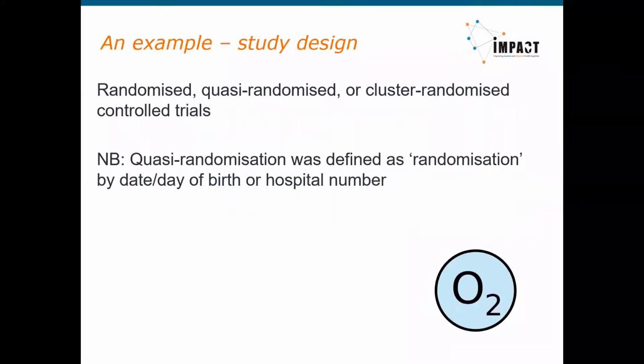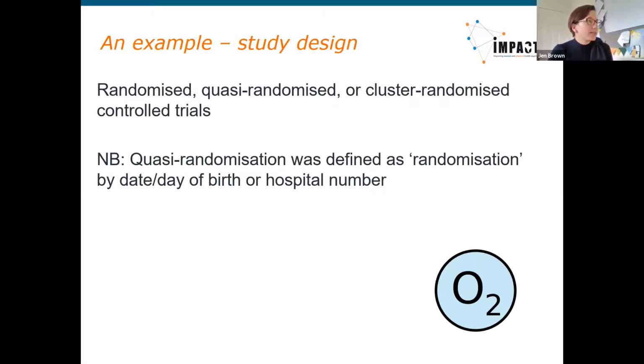And in the example, we had specified that we would be including randomized controlled trials, quasi-randomized controlled trials, which we defined as so-called randomization by date or day of birth or hospital number. And again, we will come to the reasons why that doesn't count as real randomization when we speak about risk of bias, or cluster-randomized controlled trials where units are randomized to either intervention or control rather than individual babies.